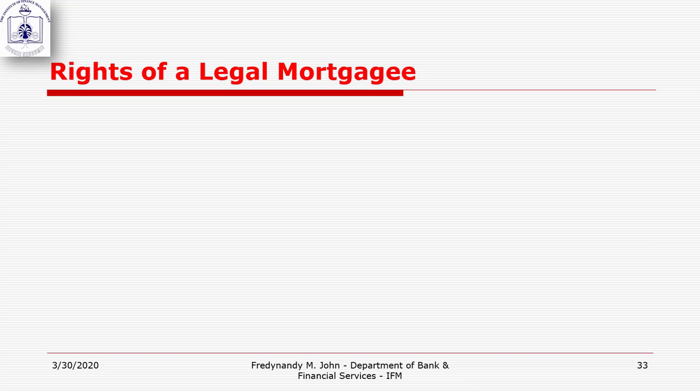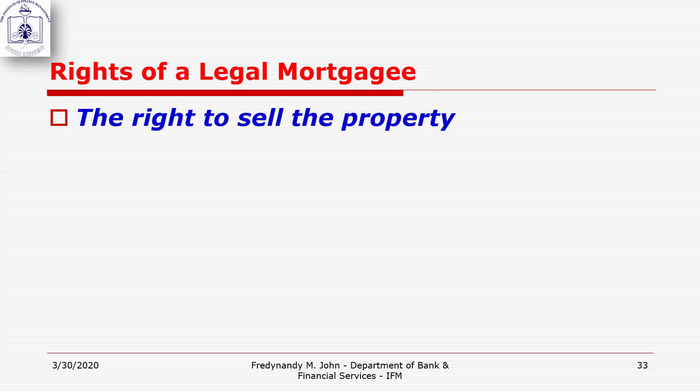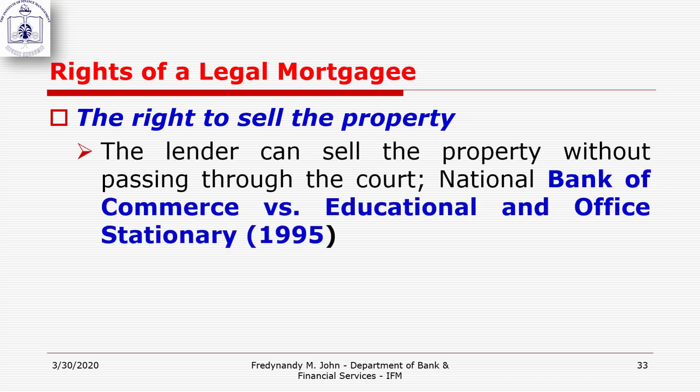So now that we have created a mortgage, whether legal or equitable, what are the rights of the mortgagee and what are the rights of the mortgagor? Mortgagee here means the bank, the lender. So under these mortgages, what are the rights of the mortgagee? Under a legal mortgage, the first right is known as the right to sell the property. That is to say, the lender is allowed to sell the property without having to go through the court. That is the good news, or the best thing, about a legal mortgage.